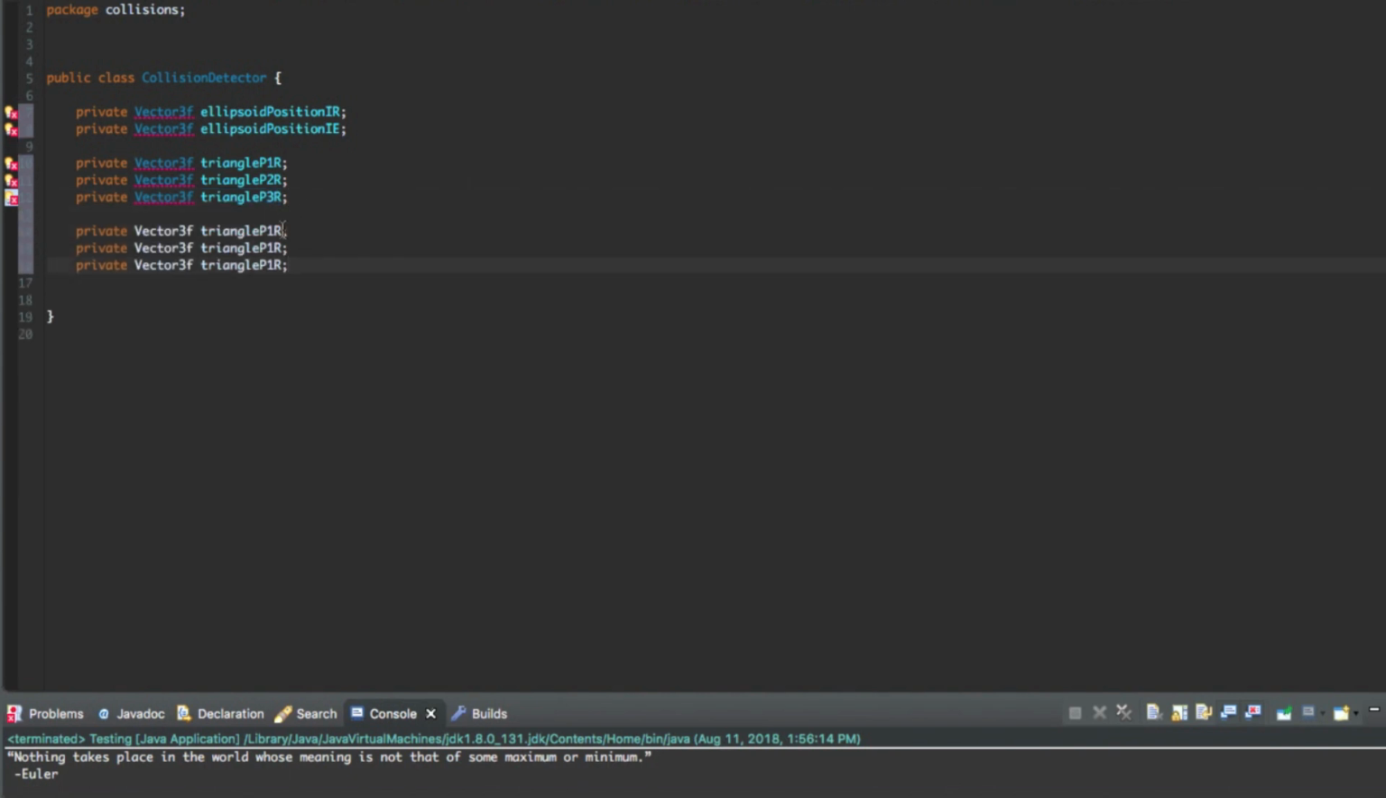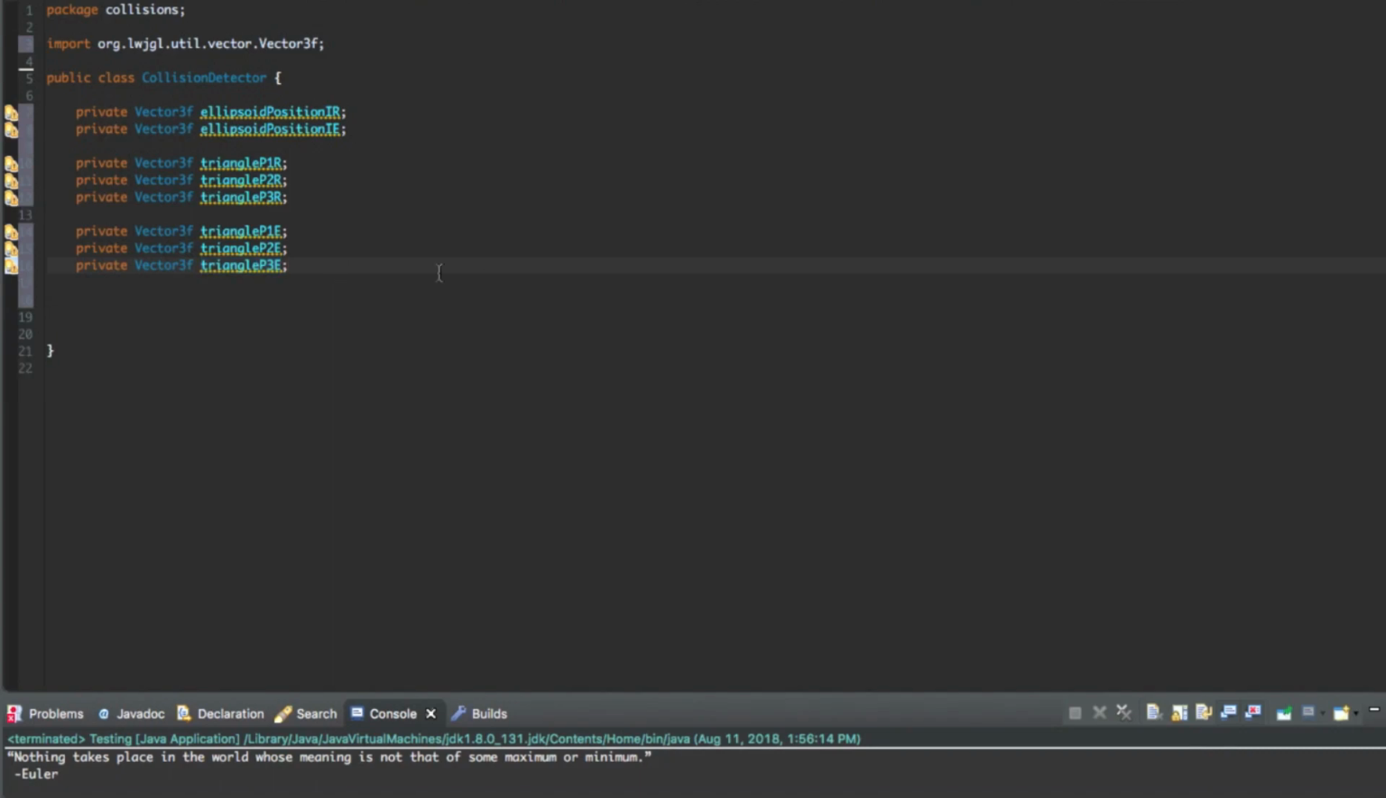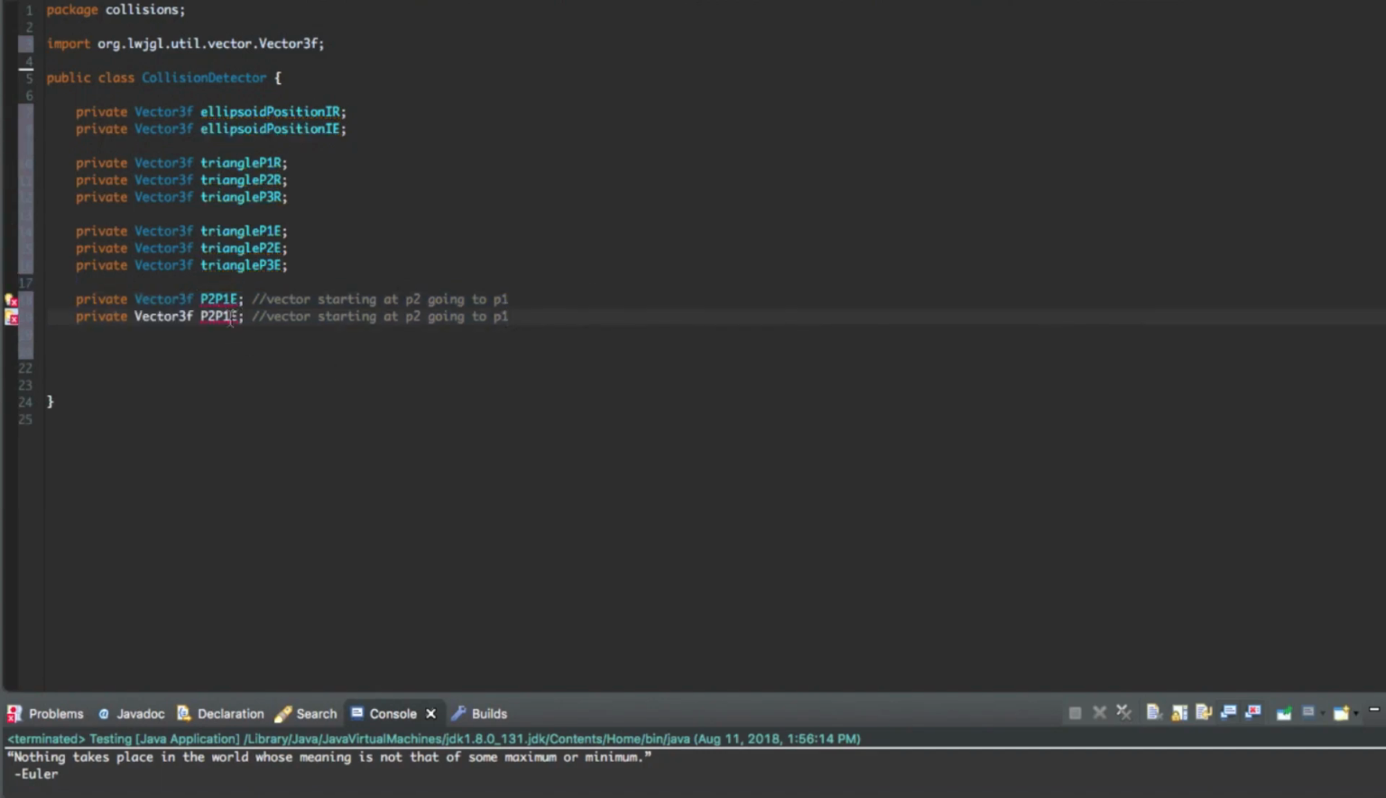And we're going to need those points in E space as well, so I'll declare 3 more vectors for those 3 triangle points in E space. And I'll import the Vector3f. Next, we will need a few more vectors, and these are going to be edges between points. We're using the points to construct vectors that are parallel to the plane of the triangle, and we will use these to calculate a normal vector to the plane.